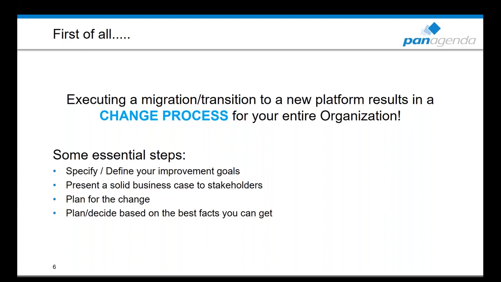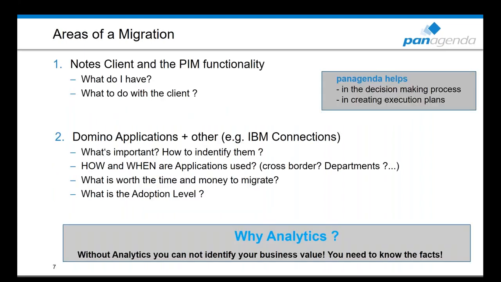So when we deep dive a little bit into the area where we see migrations from a Notes client and Domino client, Domino server point of view, then of course we usually split them into two sections. We have the Notes client and the PIM functionality area. So analyzing what kind of clients I have at the moment in my client infrastructure, what kind of versions, what kind of local archives, encryption. So all the things the end user is currently using on the client level.